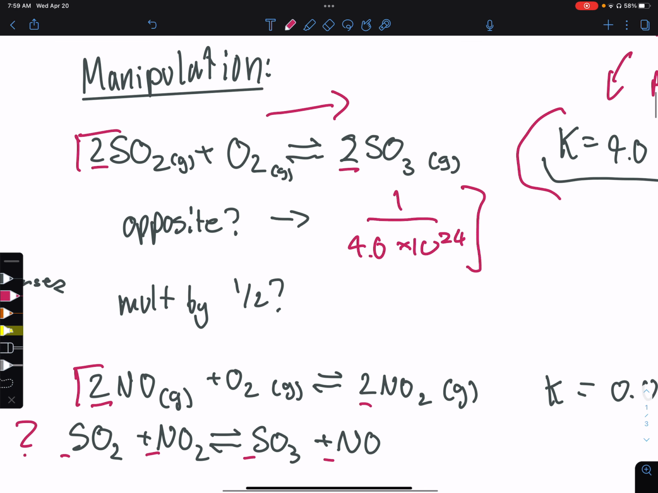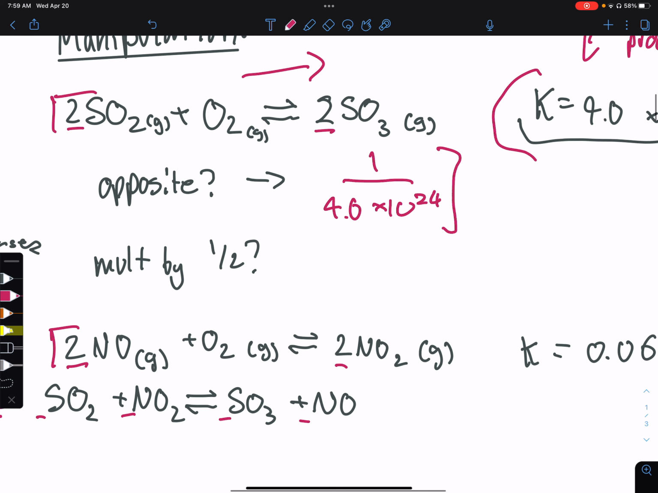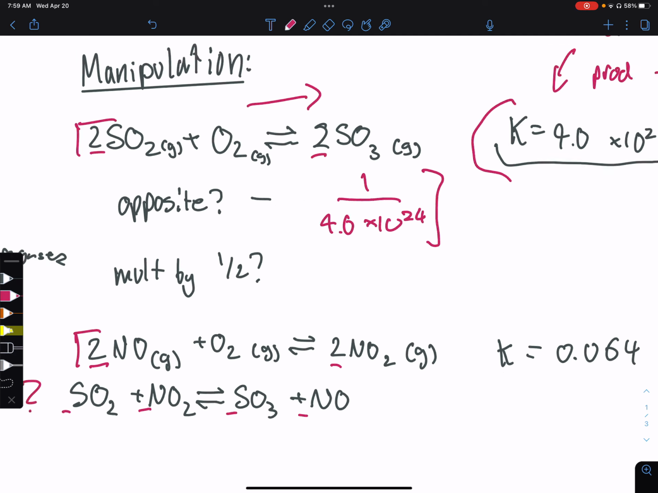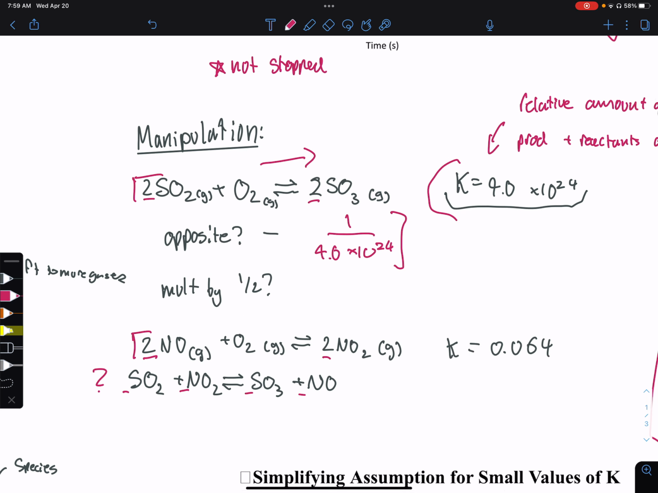Okay, what if we, for some reason, wanted to multiply the entire thing by 1/2? So what does this mean? This 2 becomes 1, this 2 becomes 1/2, this becomes 1. So what if we wanted to do that? Well, all we have to do really is take this K value, which they've already given to us, and raise it to the power of what we're multiplying by.